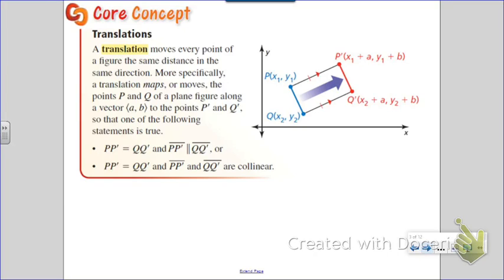A translation moves every point of a figure the same distance in the same direction. More specifically, a translation maps or moves the points P and Q, for example, of a plane figure along a vector AB to our points P prime, Q prime, so that one of the following is true. Either they are equal and parallel, or they are equal and collinear.